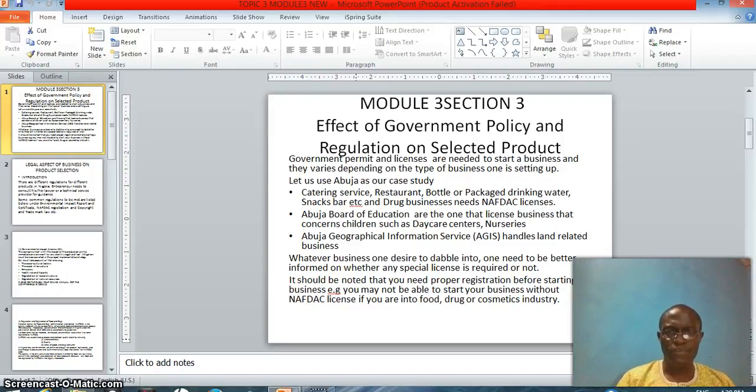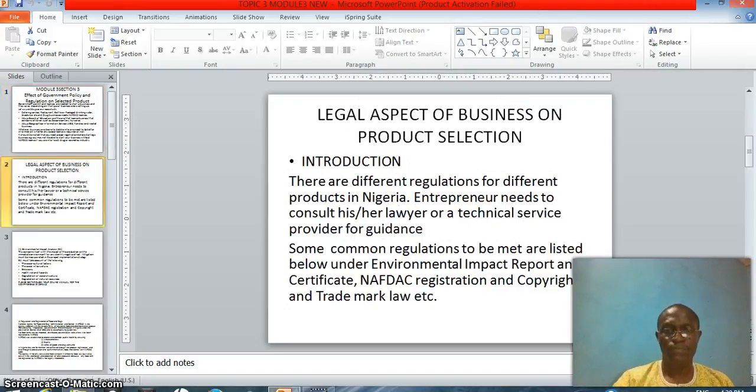You see, whatever business one desires to dabble into, one needs to be well informed on whether any special business license is required or not. It should be noted that you need proper registration before starting a business. E.g., you may not be able to start your business without a NAFDAC license if you are into the food, drug or cosmetic industry.